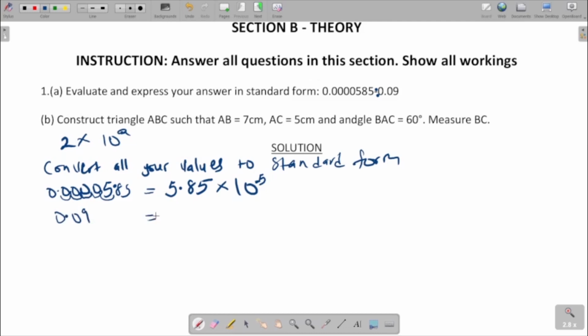And the second one we have is 0.09. Following the same pattern, we are finding a way to make this point at the end of this place, so that we can have 9 times 10 raised to the power something. We are shifting the dot from here to here 1, from here to here 2, meaning that we are having 2. The second consideration: are we shifting to the right or to the left? We are shifting to the right, so we are having minus 2.